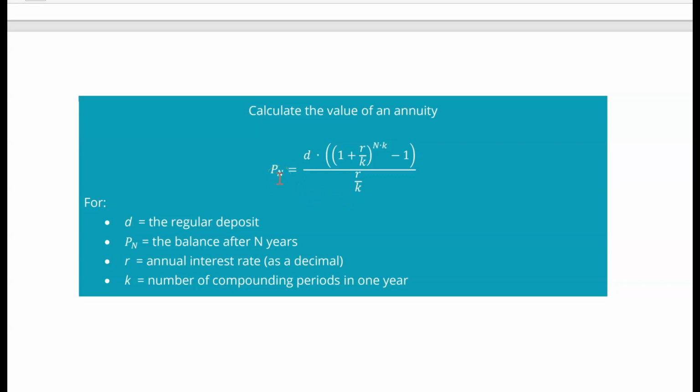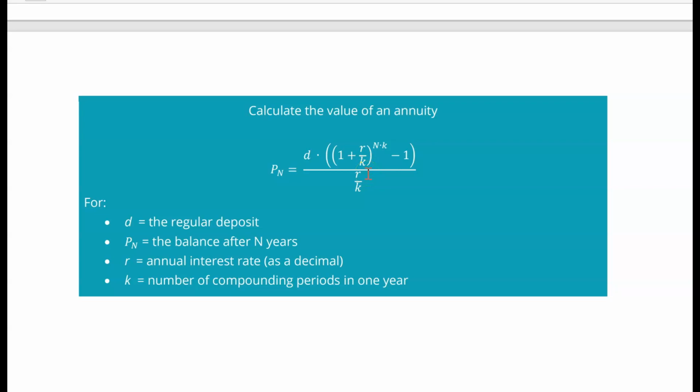P sub n is the balance of the annuity after n years, or the value of the annuity after a certain period of time. And D is the regular deposit, or the monthly payment, the quarterly payment, the semi-annual payment, etc. And R here is the annual interest rate, and this should be written in decimal. K is the number of compounding periods in 1 year.